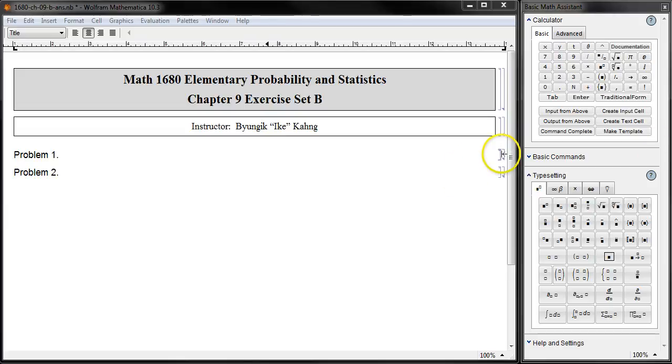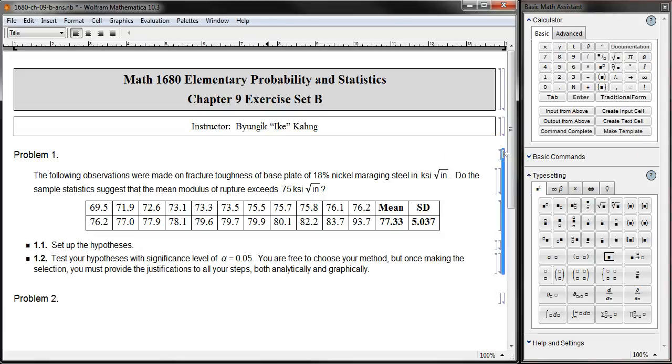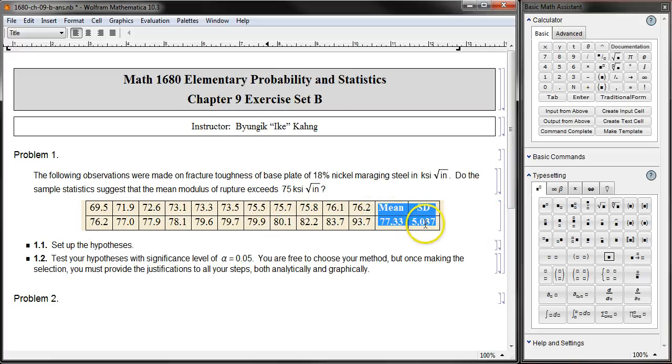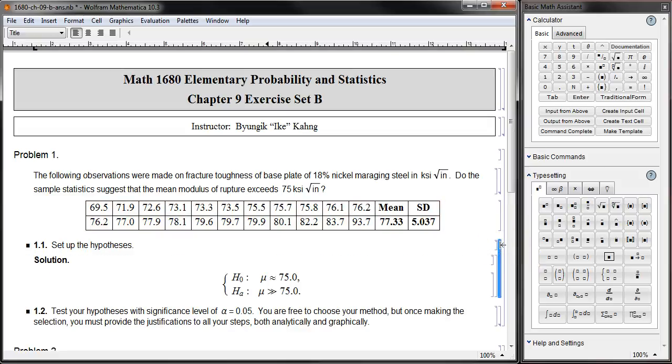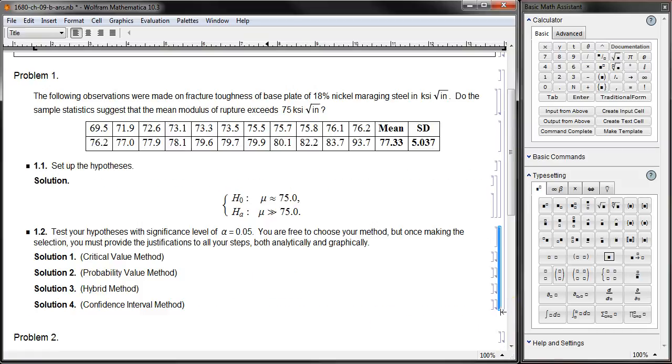Welcome back, students. We were doing problem 1. We have this data table and mean and standard deviation are given, and we were doing hypothesis testing. These are the hypotheses. Null is about 75 given from the problem, and alternative is no, it exceeds 75. That's the alternative. Now, how do we actually test?